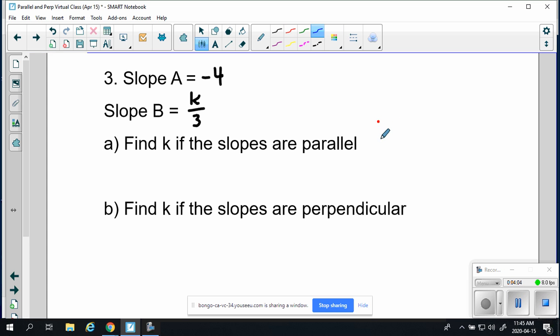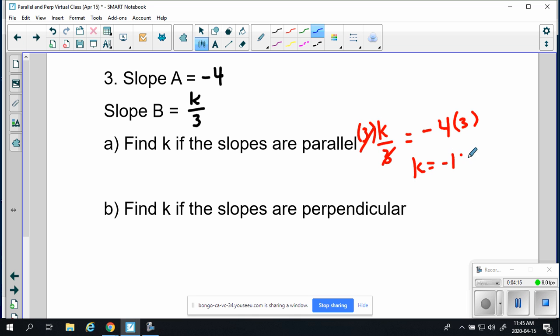For this question, if the slopes are parallel, this is pretty straightforward. We can just set them equal to each other. So k over 3 is equal to -4. Trying to get k by itself, so I will multiply both sides by 3 to kill off that 3. And we have k is -12. Pretty straightforward. For part B, they are perpendicular.